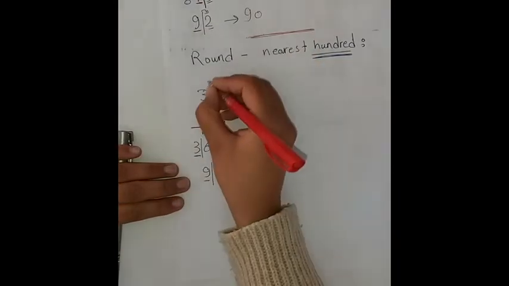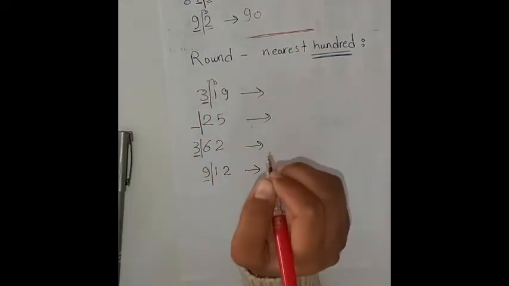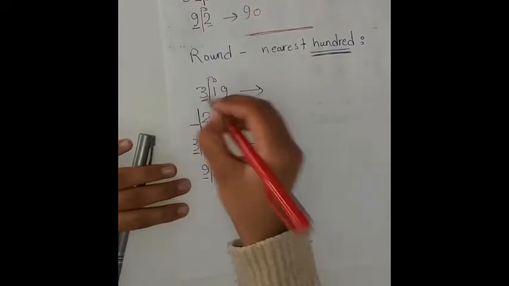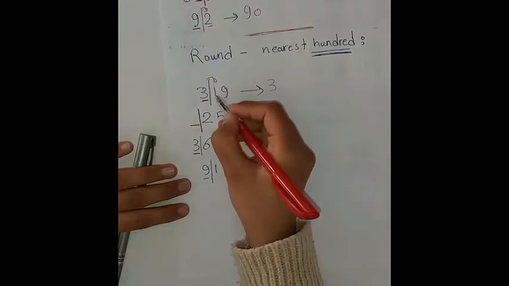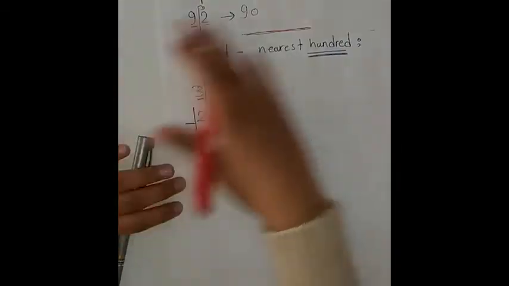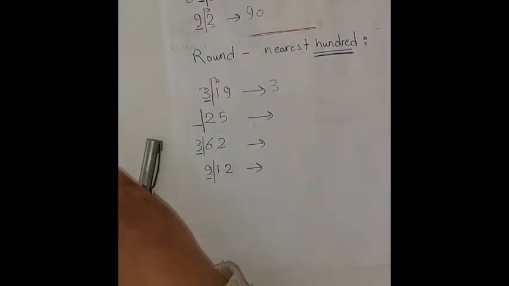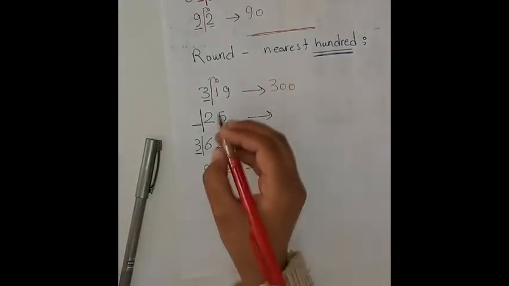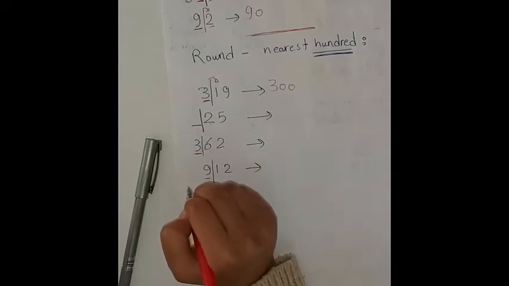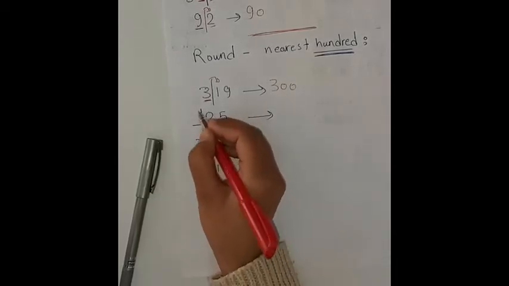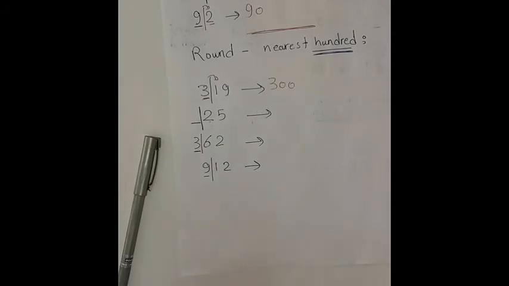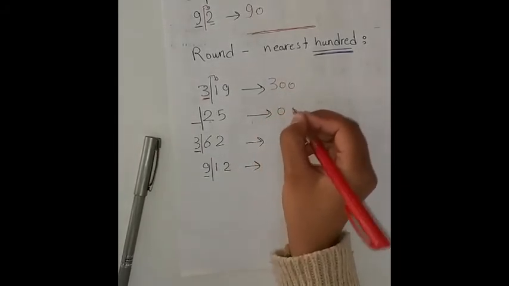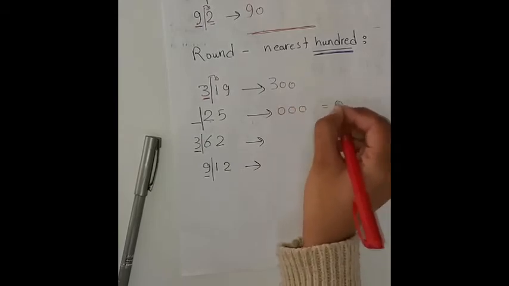Okay, look at the right number. 1. Is 1 strong or weak? Of course weak. So it doesn't do anything. We write 3 as it is. And all the right digits we throw away and replace with 0. So the 1 will be 0 and the 9 will be 0 also. Okay, here 2, strong or weak? Weak. So we won't do plus 1 or anything. We will replace it with 0. So 0, 0, 0, of course equals 0.